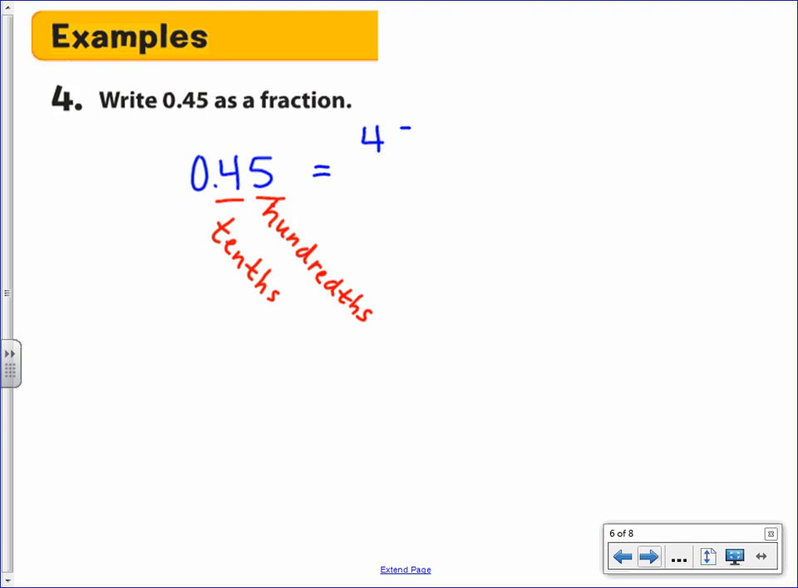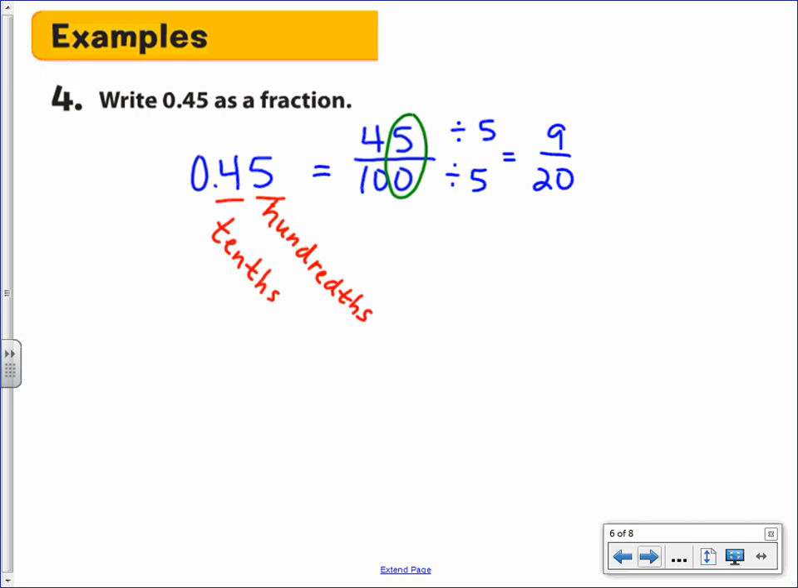That means I take the 45, I remove the decimal, and I put that over the denominator of 100. Well, your 5th grade teachers and your 6th grade teachers and your 7th grade teachers told you all the time that you have to reduce a fraction every time. So in looking at this problem, I see that I've got a 5 and a 0 at the end. If I have 2 numbers that end in 5 and 0, I can divide both by 5. Divide by 5, divide by 5. 45 divided by 5 is 9, and 100 divided by 5 is 20.